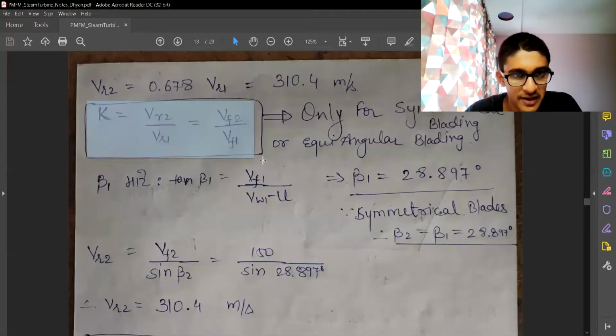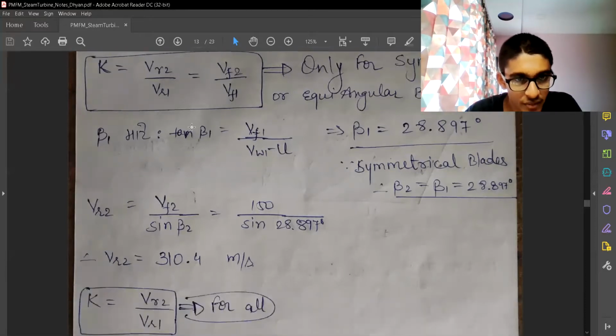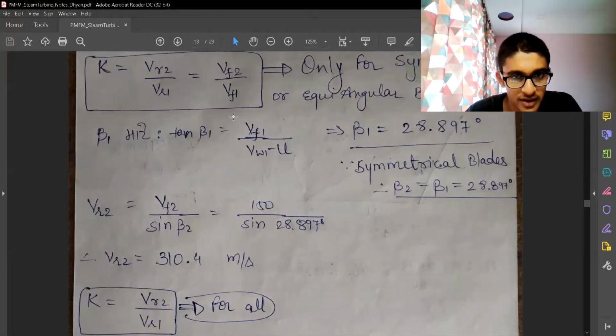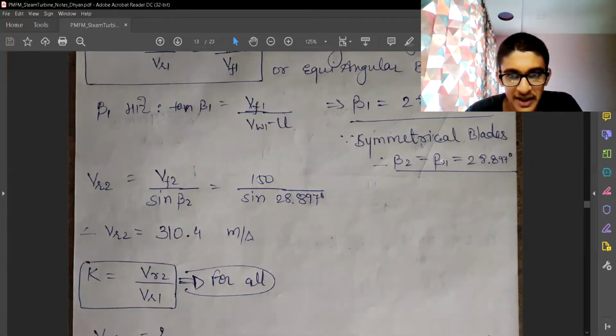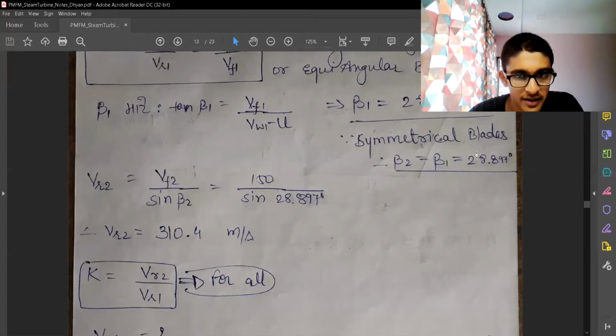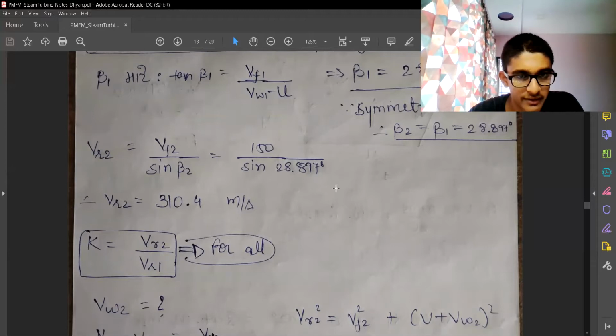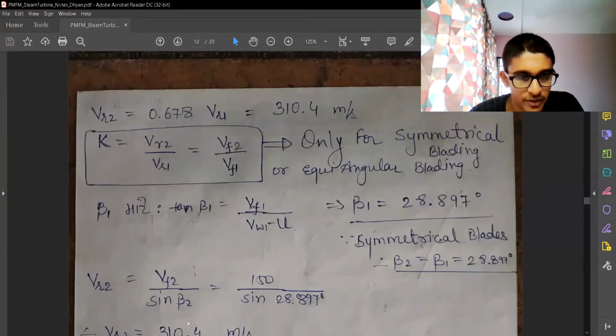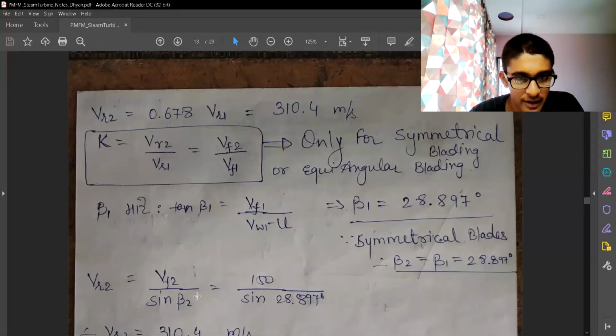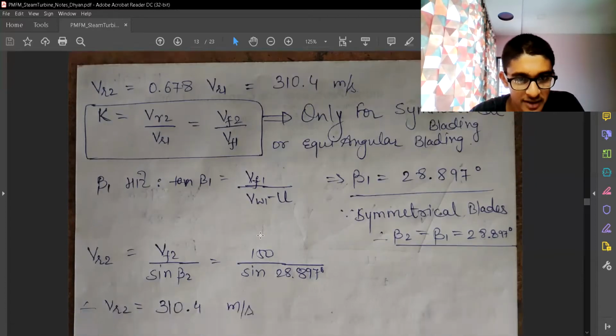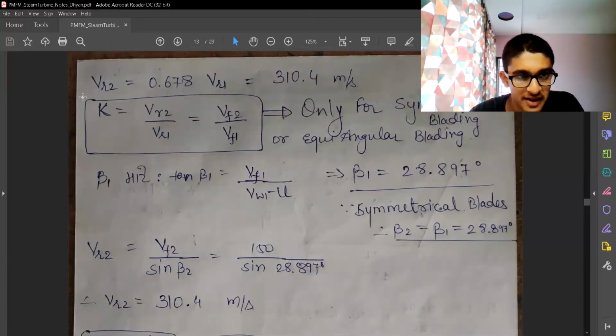And this relation, as I have said earlier, is only for symmetrical blading or equiangular blading. Now we can use inlet velocity triangle to get beta 1 because all the other things are known to us, and beta 1 is equal to beta 2 because of symmetrical blading condition given. And Vr2 we can also figure out. So we have known beta 2 now, and we have Vf2 given, so we can use this to find Vr2, and these two Vr2 are matching. That means this relation is correct.